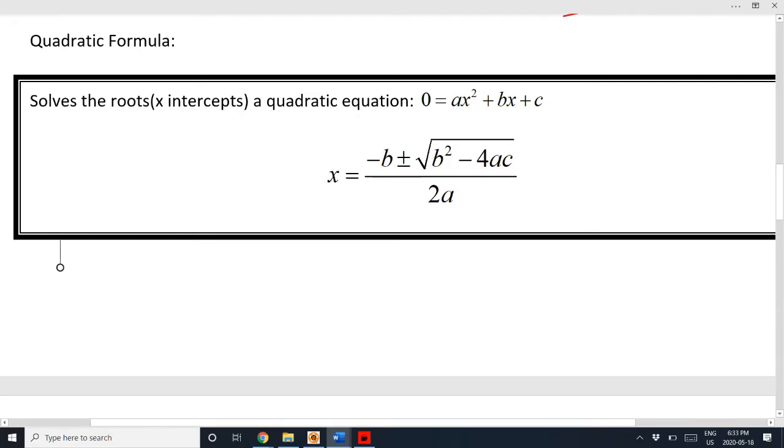So we actually have a formula which can solve for our roots or x-intercepts for a quadratic equation in the form 0 is equal to ax squared plus bx plus c. So basically when y is equal to 0, it'll tell us what our x's are. And it looks like this. x is equal to negative b plus or minus the square root of b squared minus 4ac, all divided by 2a. I know it looks complicated, and it is, but when we break it down into its components, it's not so bad. And we're just going to practice using this formula to solve for our roots.